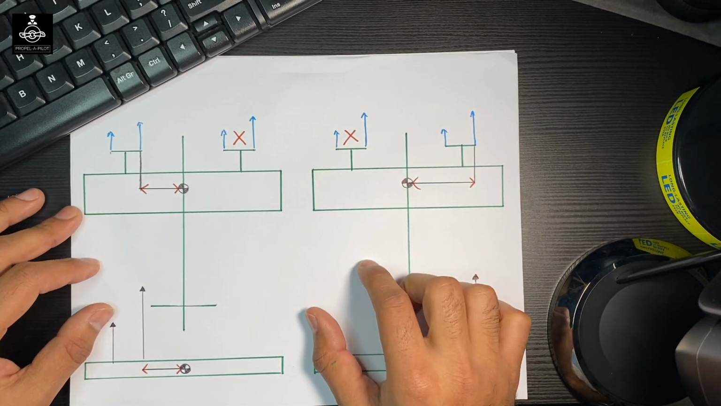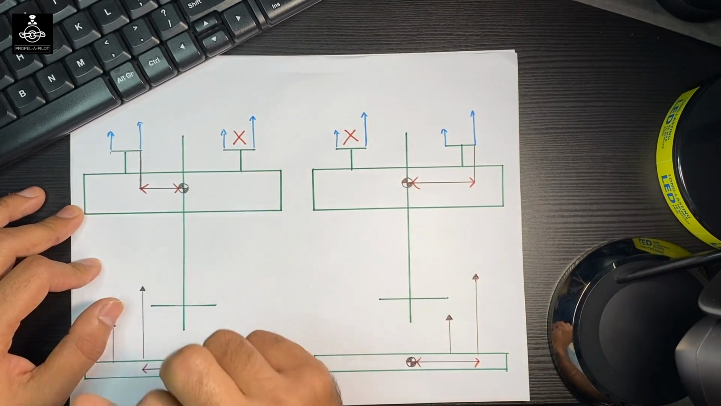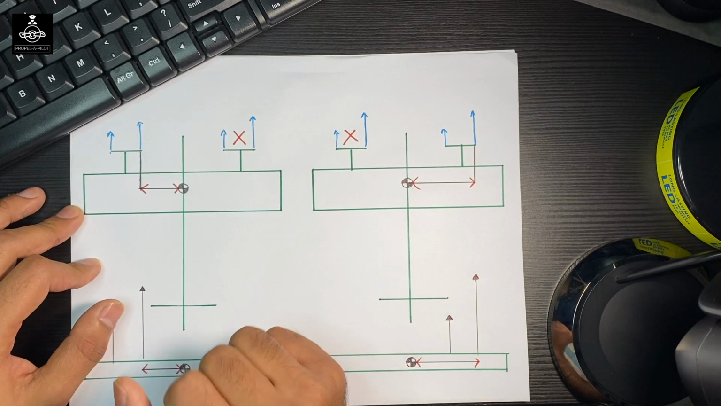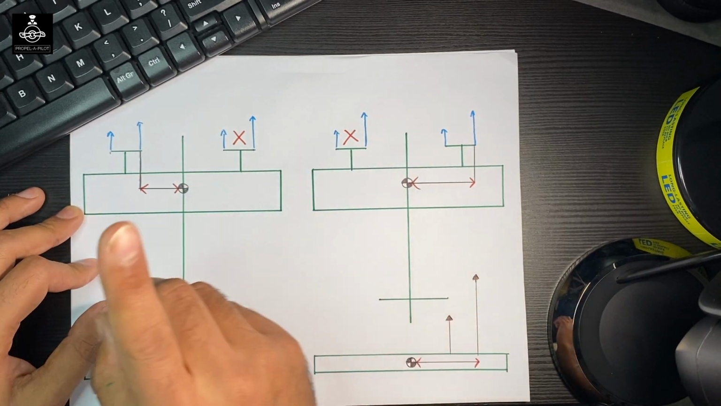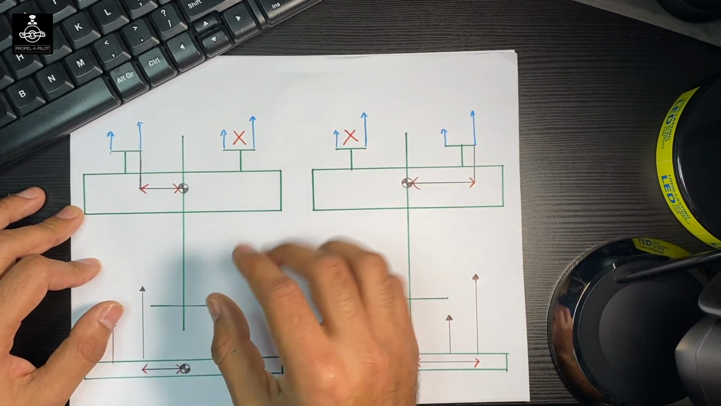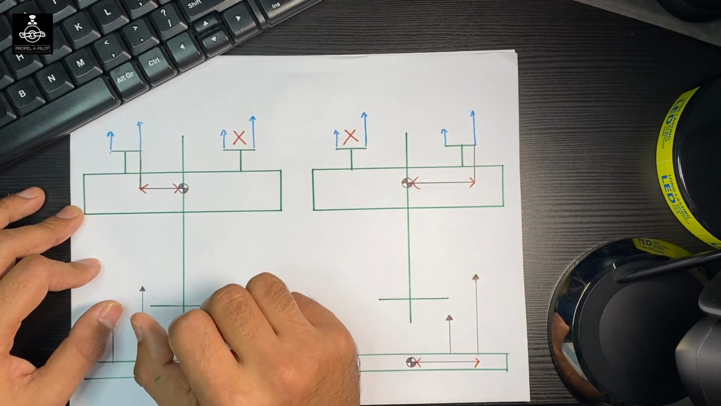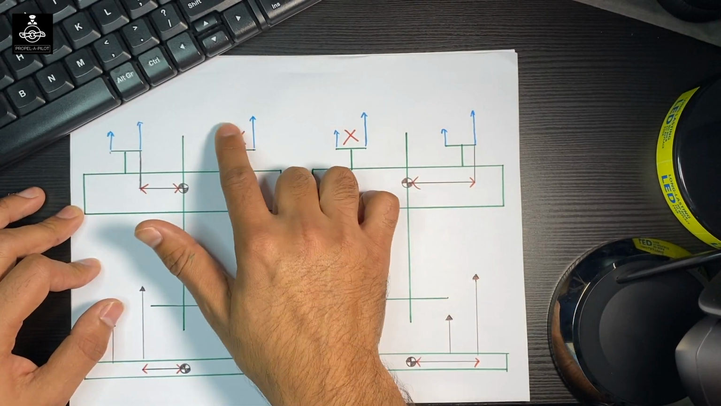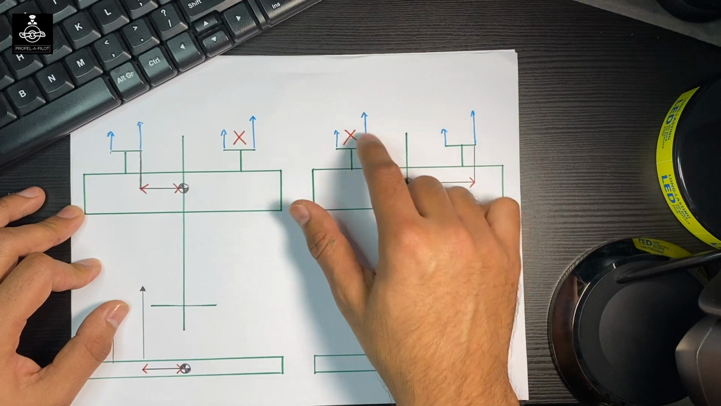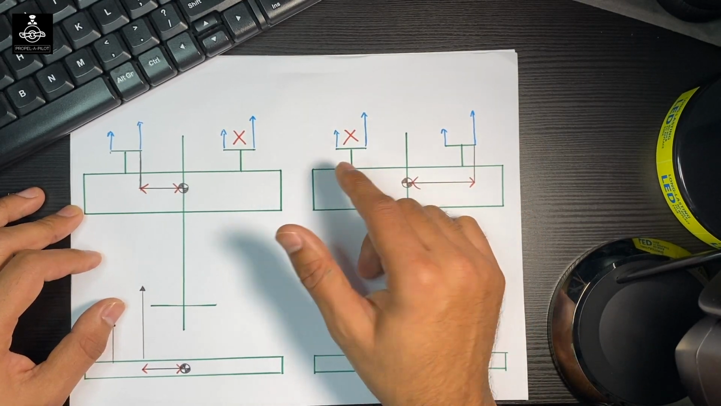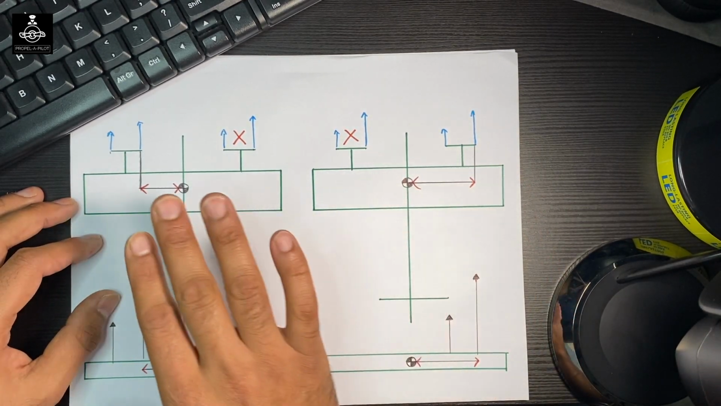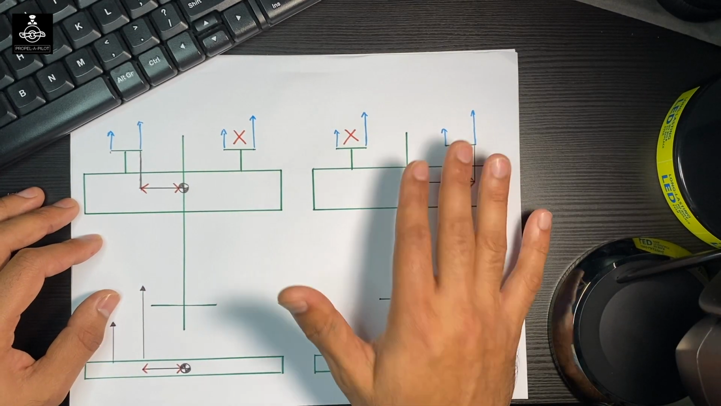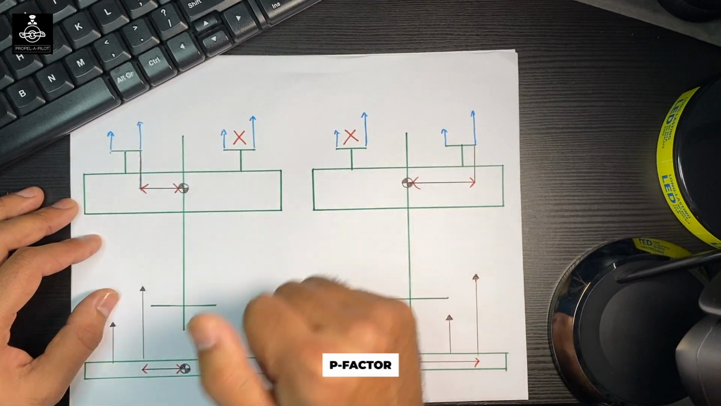Here, what I've done is I've drawn two twins, conventional twins, rotating clockwise. Both the engines are rotating clockwise. In one of the figures, I have made the right engine inoperative. In this figure, the left engine is inoperative. So we are going to be comparing this versus this. First factor we'll look into is P factor.